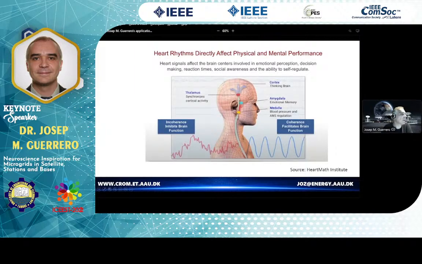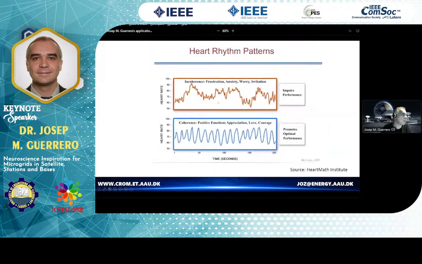And we know also that the heart is very important, especially because we have this communication with the thalamus, in which we can synchronize all the cortical activities. However, if we don't have a coherence between the heart and the brain, having negative emotions like frustration, anxiety, worry, irritation, you can see that there are non-periodic waves on the heart rate with a lot of harmonics.